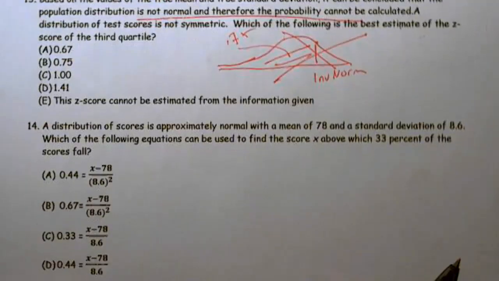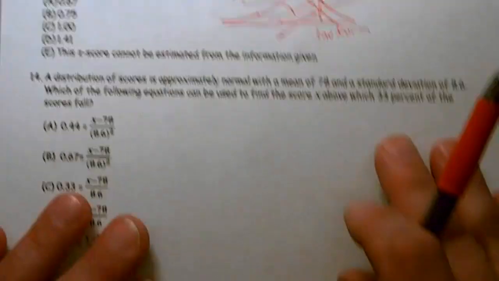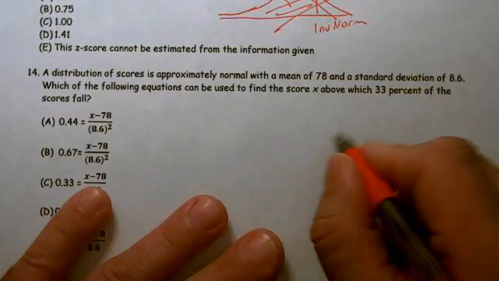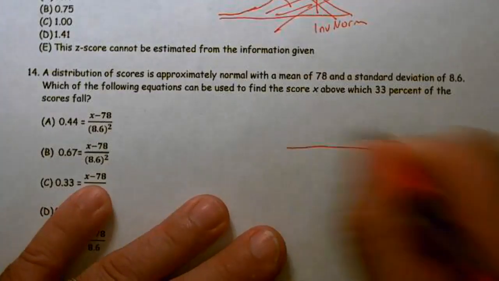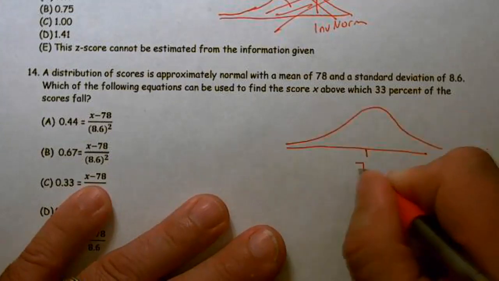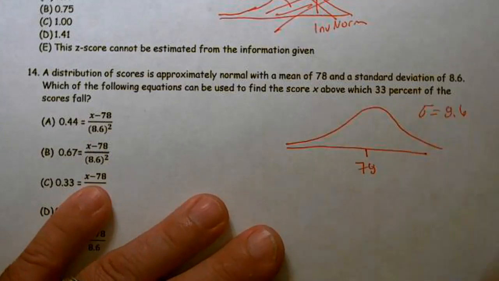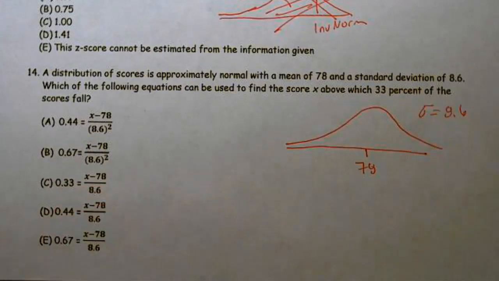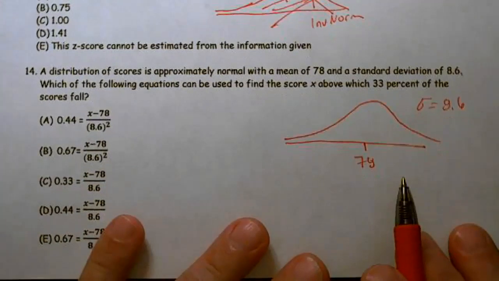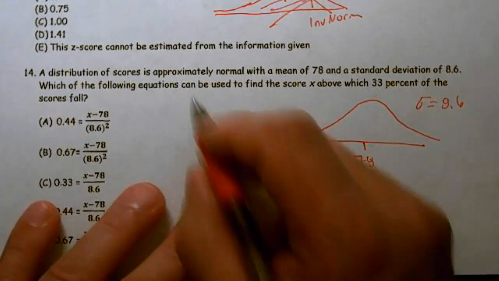Finally, number 14. A distribution of scores is approximately normal with a mean of 78 and a standard deviation of 8.6. So we have a mean of 78, a standard deviation of 8.6. Which of the following equations can be used to find the score X above which 33% of the scores fall? Be really careful.